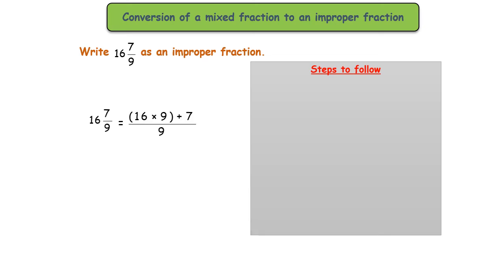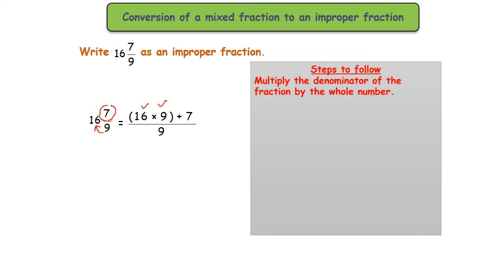Now we will learn how you convert a mixed fraction into an improper fraction. This is an improper fraction. This is a mixed fraction, and the question says write 16 whole 7 by 9 as an improper fraction. So how to follow this step? First of all, this 9 is getting multiplied by this 16, 16 multiplied by 9, and this 7 is added. So this gives you a new numerator. Earlier the numerator was just 7, but now we have a new numerator.